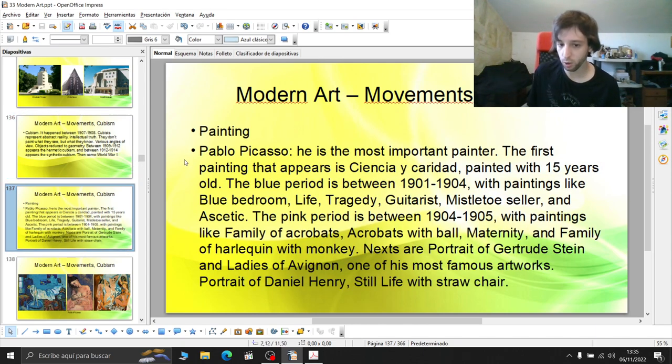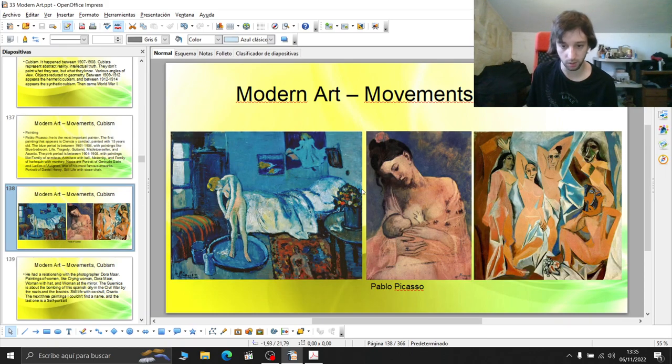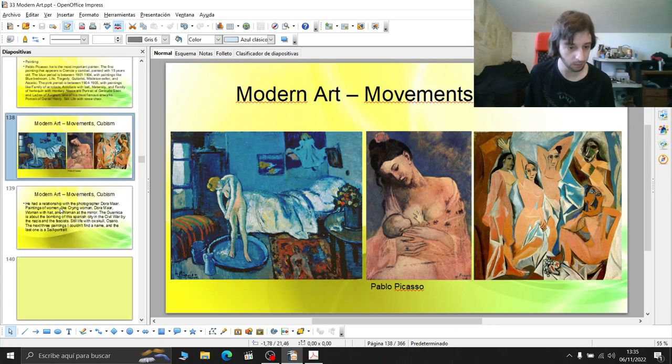Painting. Pablo Picasso is the most important painter. The first painting that appears is Ciencia y Caridad, painted at 15 years old. The Blue Period has paintings like this one and such examples. Then there is a Pink Period. Next are Portrait of Gertrude Stein and Les Demoiselles d'Avignon, one of the most famous artworks. More examples. This is Les Demoiselles d'Avignon. This is from the Blue Period. This is from the Pink Period.